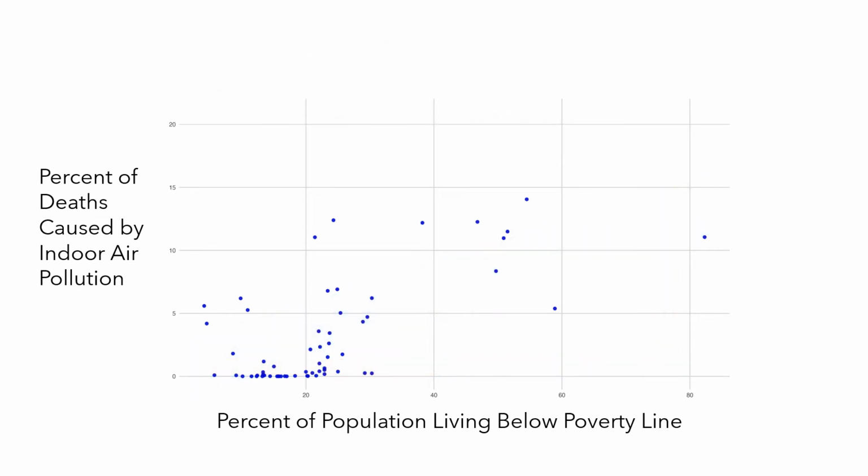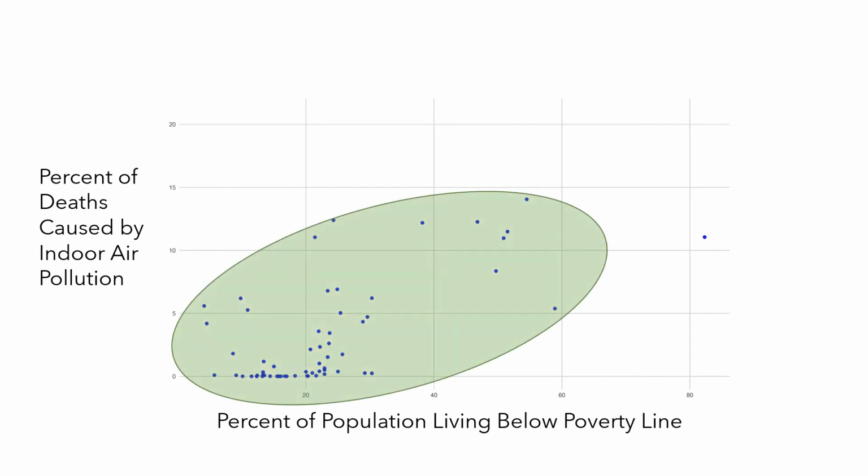In this scatterplot, you might have noticed that most of the dots were clustered relatively close together, but there was one dot that was far from the others. Although the country represented by this point doesn't have a percentage of deaths from indoor air pollution that is significantly higher than many of the other countries, it does have a percentage living below the poverty line that appears significantly larger than most of the other countries. This is an example of a potential outlier.